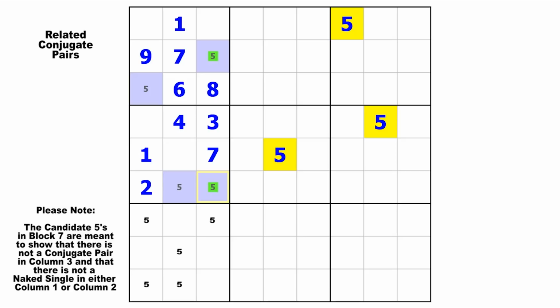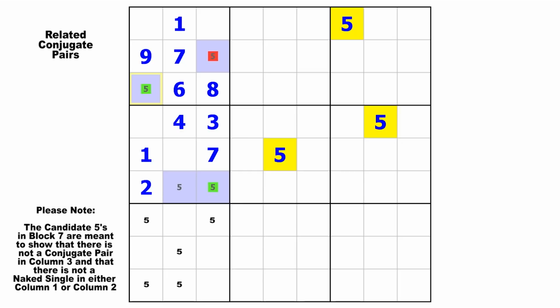But if either of them is false, then you will only know that its partner in that conjugate pair is true. Like if this candidate 5 were false, you would only know that this 5 is true, but you wouldn't know anything about these two 5s down here. Now I was tempted to call this configuration an offset X-wing, but that's not really what it is. So let's just call it related conjugate pairs, for lack of anything better, okay?